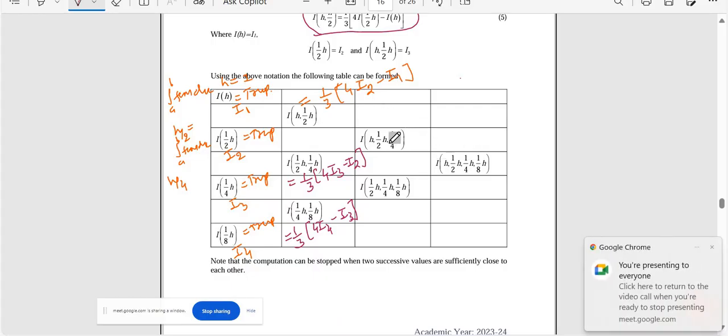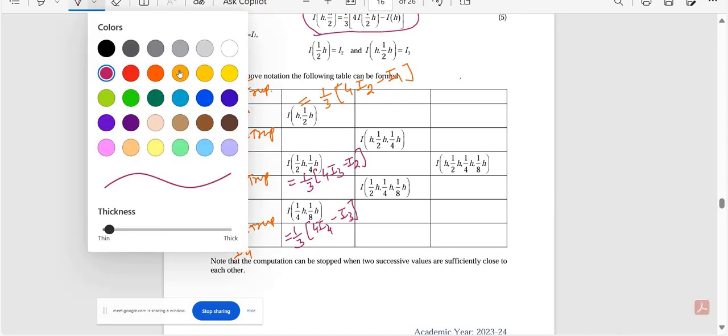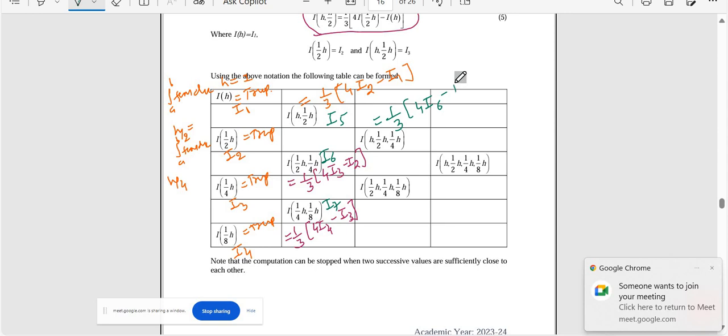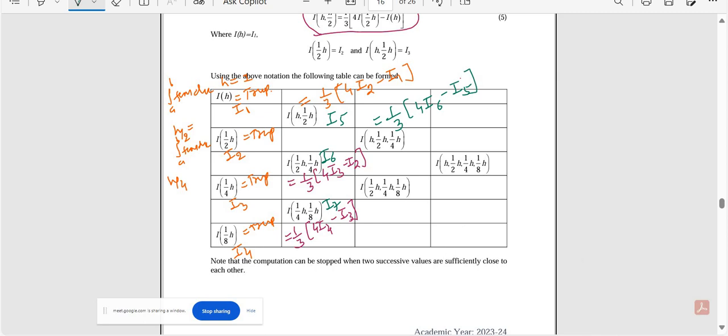That is your third column. Suppose this is your I5, because we used up to I4. This is your I6 and this is your I7. How will I get this value? The same formula will be there, 1 by 3, 4 times I6 minus I5. Okay, everybody?